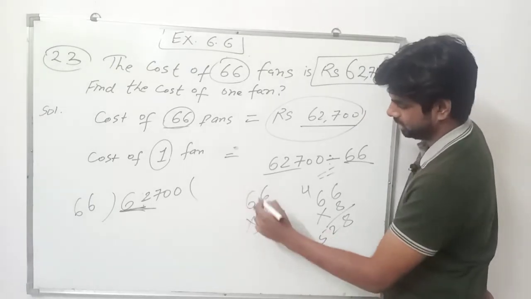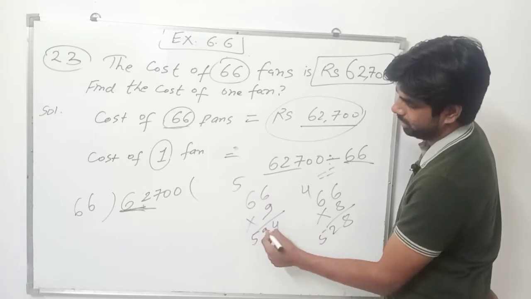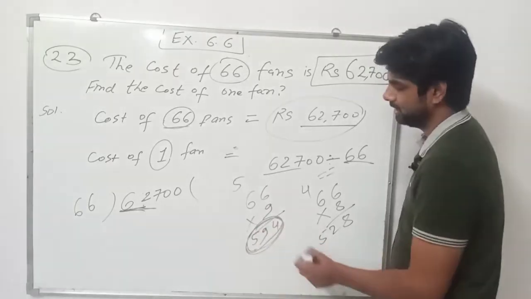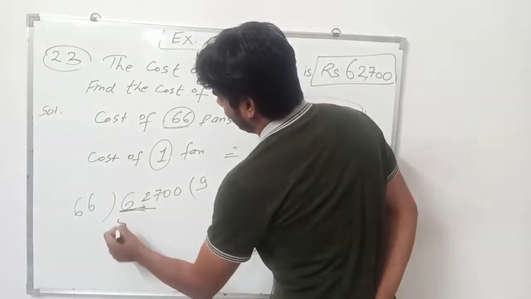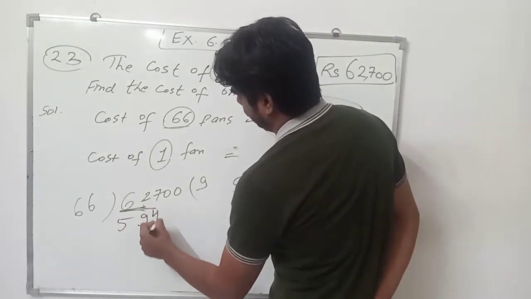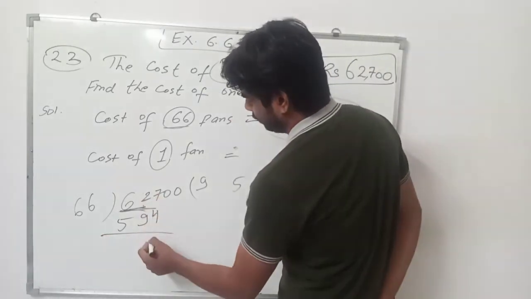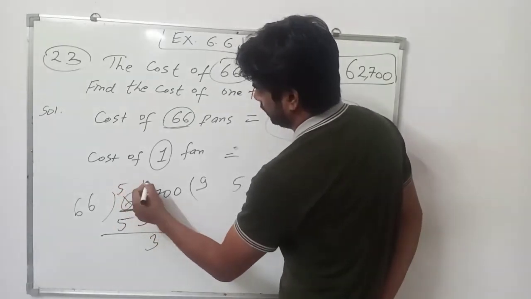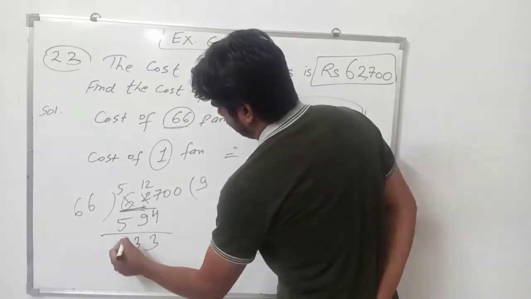What will we get? 9 sixes are 54, carry 5, 9 sixes are 54, that is 594. So the number we multiply by 66 is 9. 66 nines are 594. Let's subtract. 7 minus 4 is 3, and then 12, 33, and this is 0.